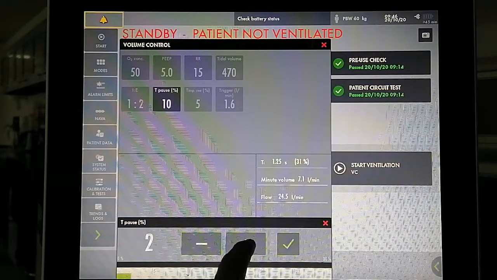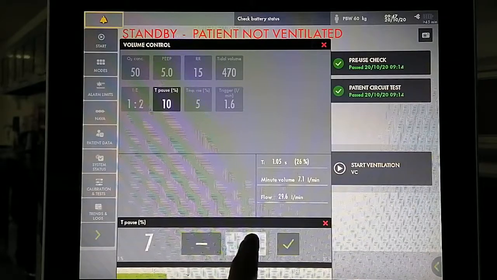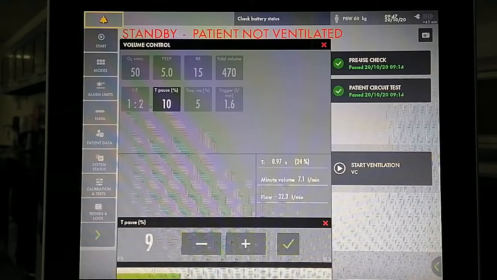If you want the ventilator to have a pause after it delivers the desired volume you have, it's like an inspiratory hold in some of the ventilators. You can increase the pause, so you can also manipulate the inspiratory time, and by that you can also increase the flow.